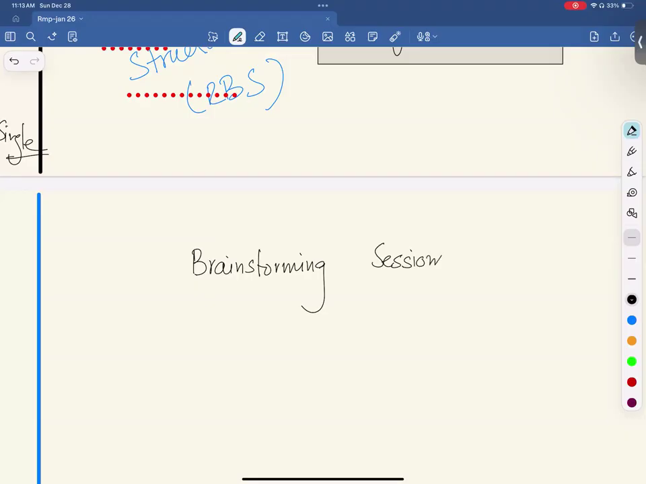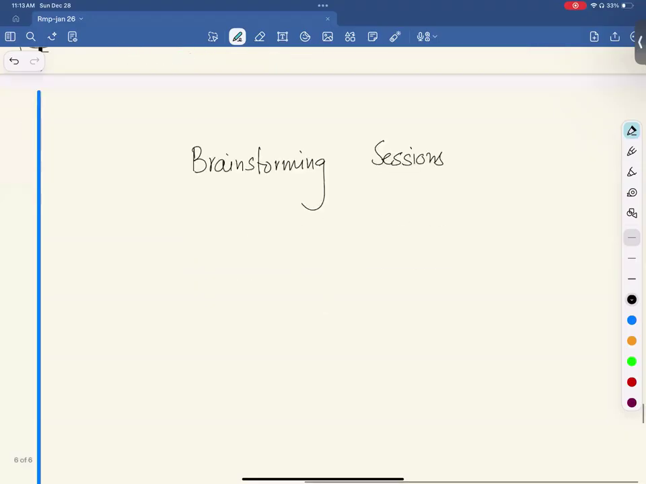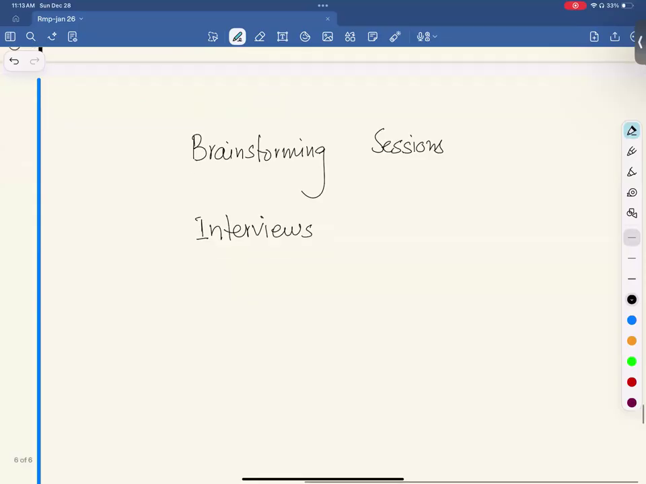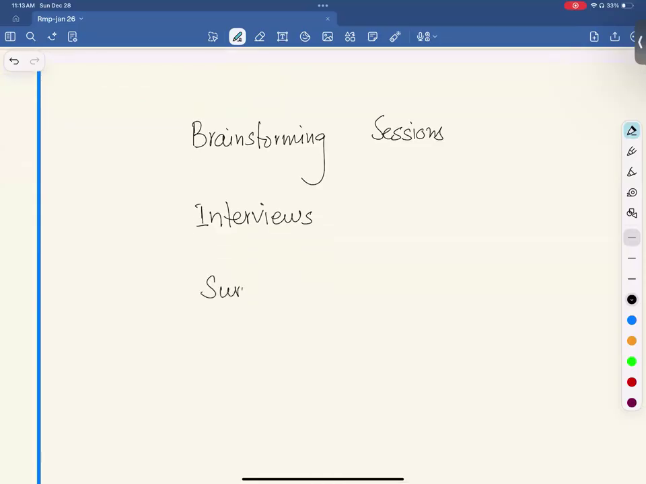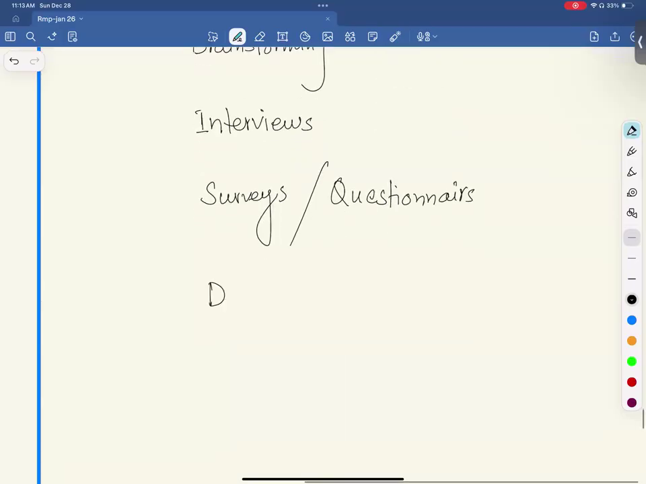Brainstorming session, where the focus is generating as many ideas as we can. Idea generation. You can conduct interviews where you need sensitive information, confidential information, or you need to talk to your senior management. You can conduct surveys, questionnaires, workshops. You can do Delphi.